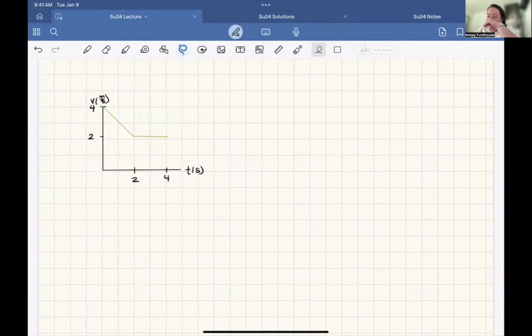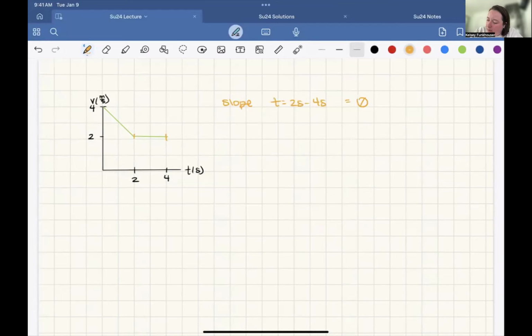Okay, so for an acceleration graph, we need the slope at different points. First, let's start with the easiest. We can see that the slope from t equals 2 seconds to 4 seconds is 0, because it's flat. The velocity isn't changing. There is no change in slope.